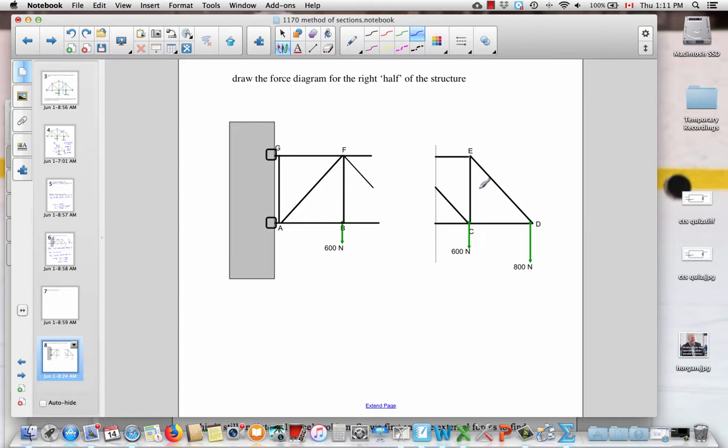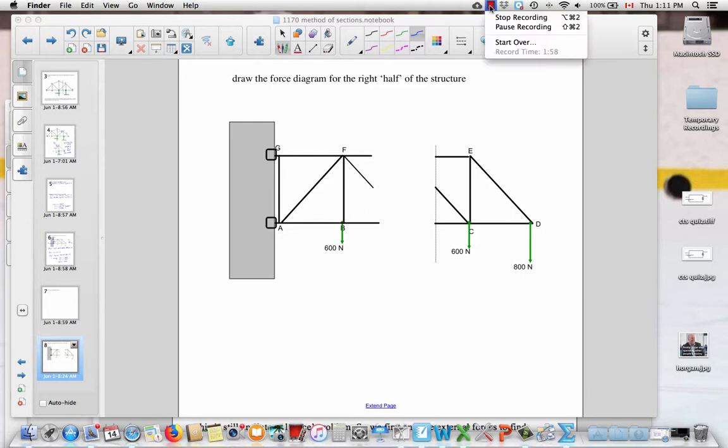Pause the video, try that now. Notice that this angle, because it's 4 over and 4 up, is 45 degrees. So it's quite straightforward. So pause the video, then do your work, and then compare. Turn the video back on and compare with my answers.